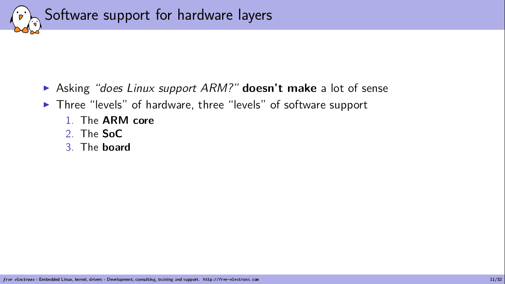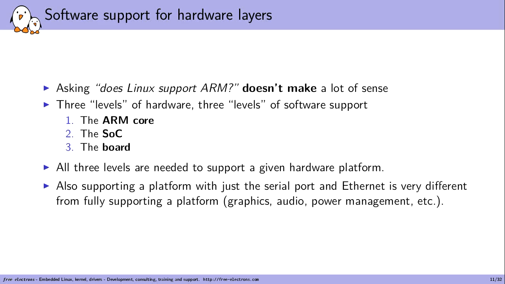We need all this information to know the level of software support that is available for your given hardware platform. The ARM core, the SoC, and the board are all important information. So asking, is there support for ARM in Linux, doesn't make a lot of sense. It's more, is there support for this specific hardware block of that specific SoC in the Linux kernel? That is a question that makes sense. So all three levels are needed to support a given hardware platform.